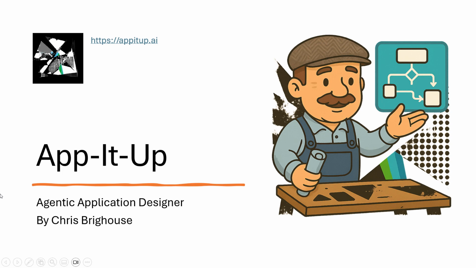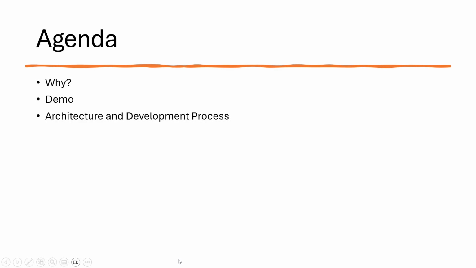Hi, my name's Chris Brighouse, and I'd like to tell you about an app I've been building whilst I've been waiting to start a new product director role. It's called App It Up. I'll tell you a little bit about why I'm building it and go on to show you a demo, and then we can talk about the architecture and how I built it.